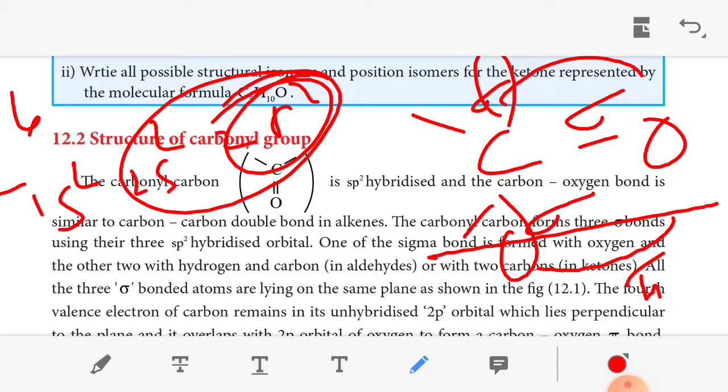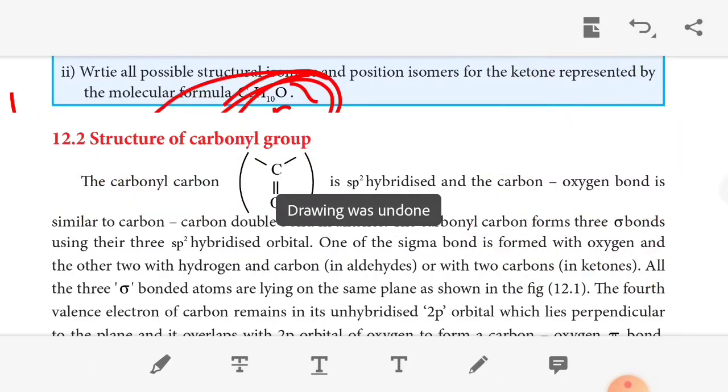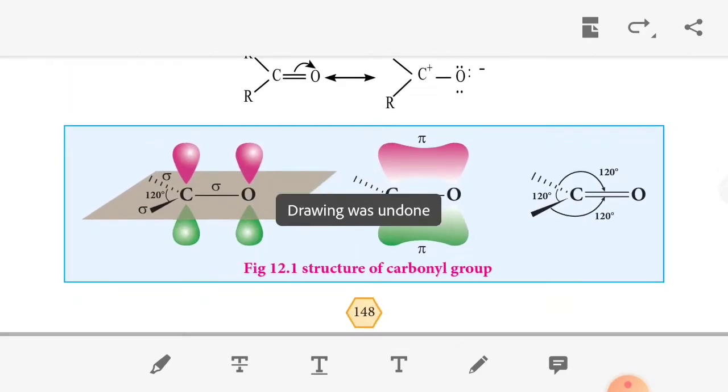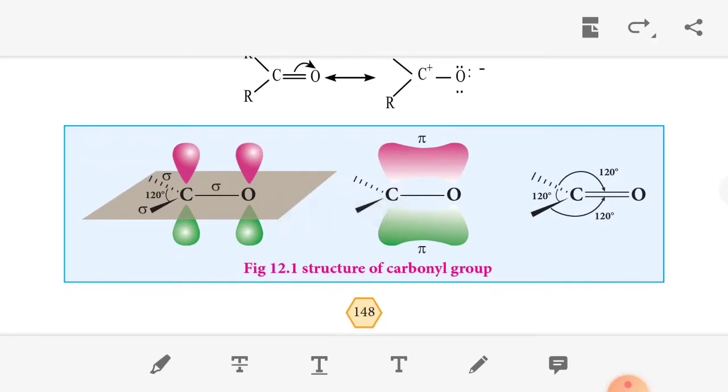It's why the bond is polar. So these polarizations contribute to the reactivity of aldehyde and ketone. Okay, this is a diagram, the structure of the carbonyl compound.